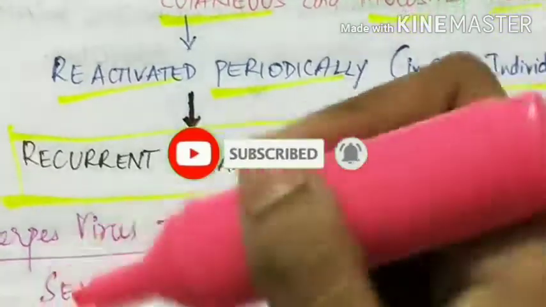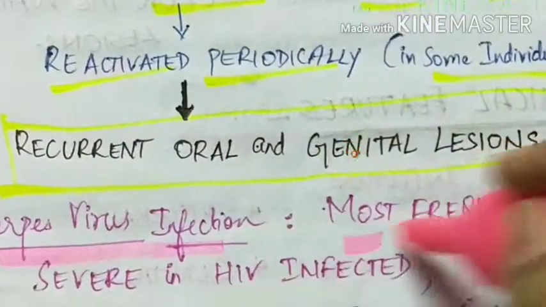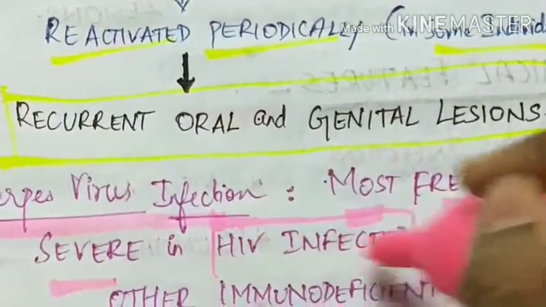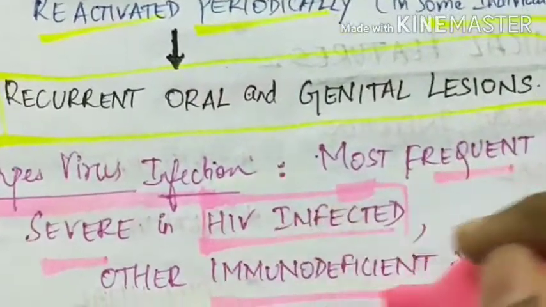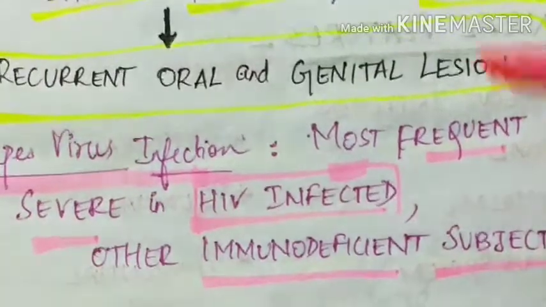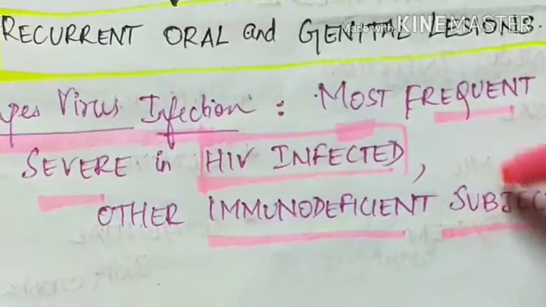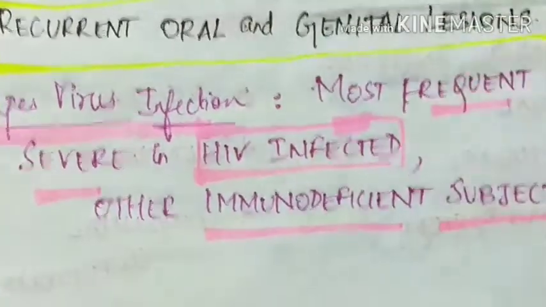The herpes virus infection is most frequent and severe in HIV infected and other immunodeficient subjects. So the infection is severe in immunodeficient subjects, which include HIV infected people.